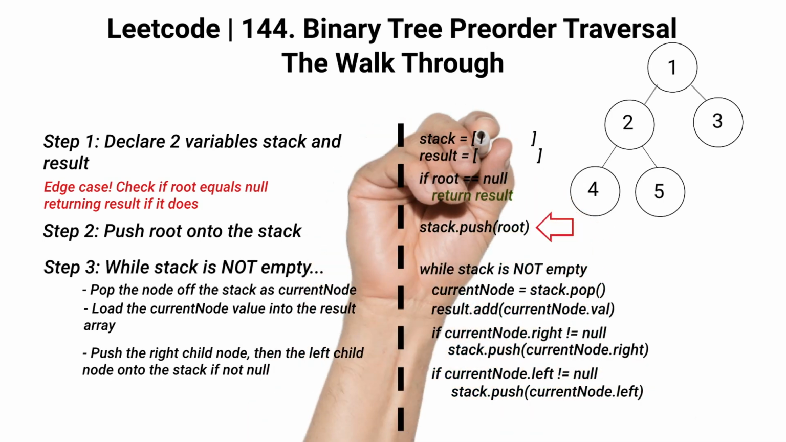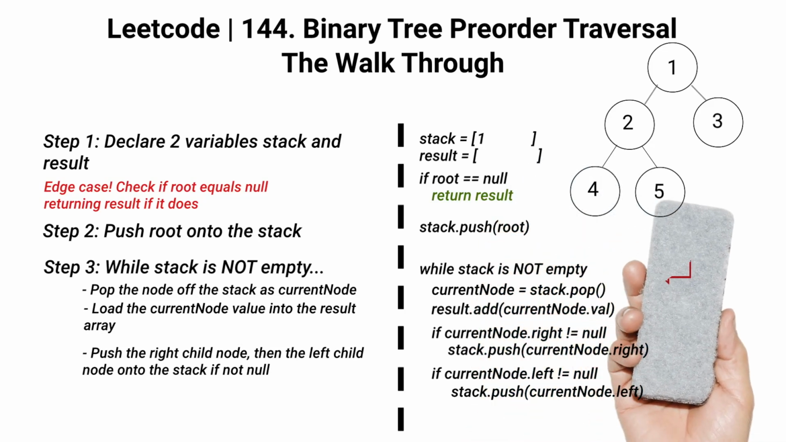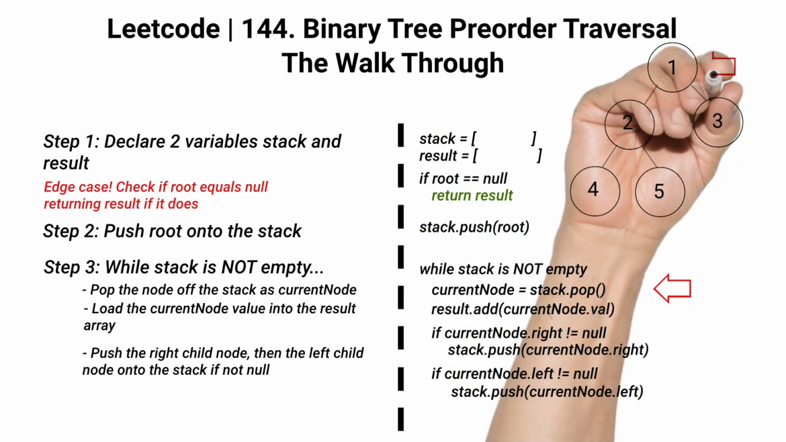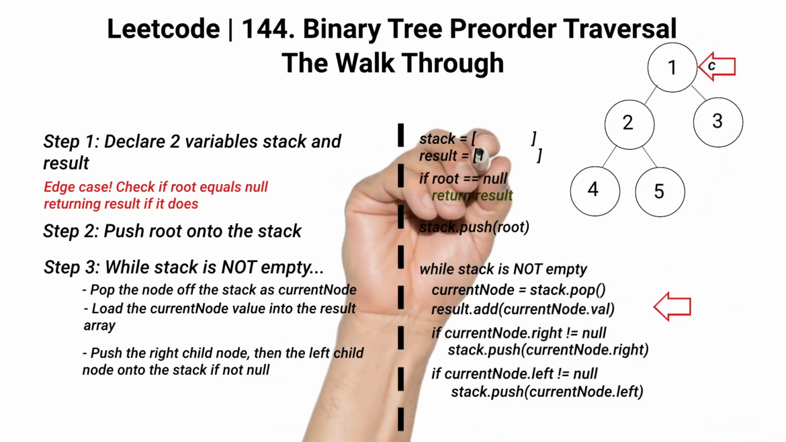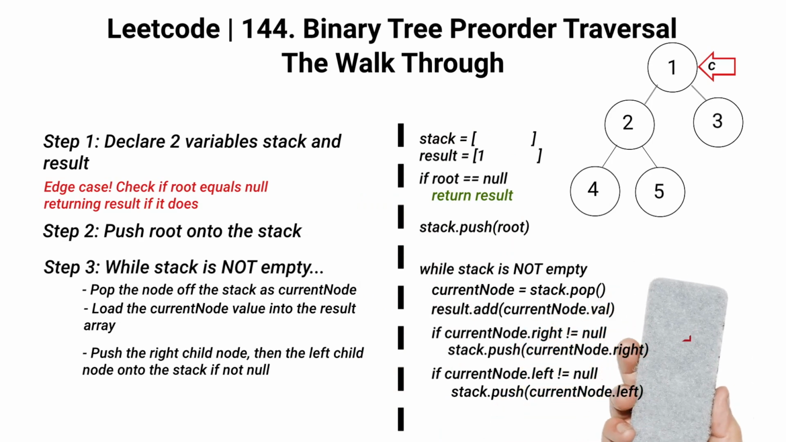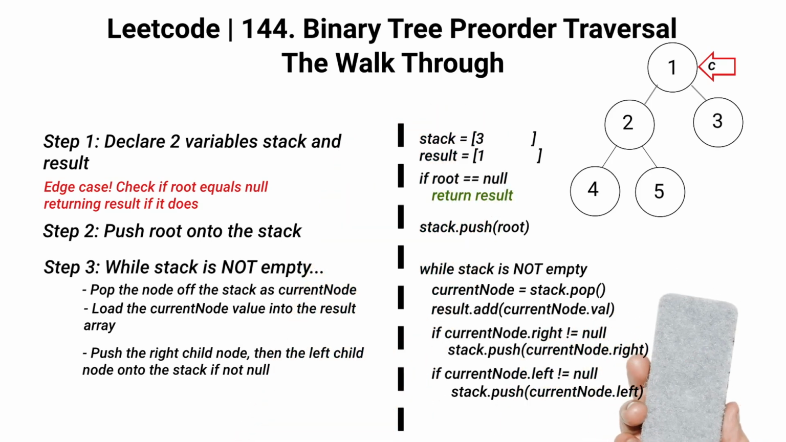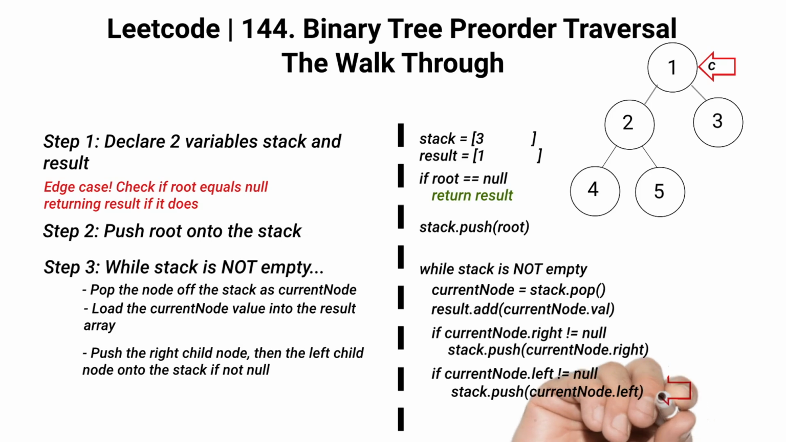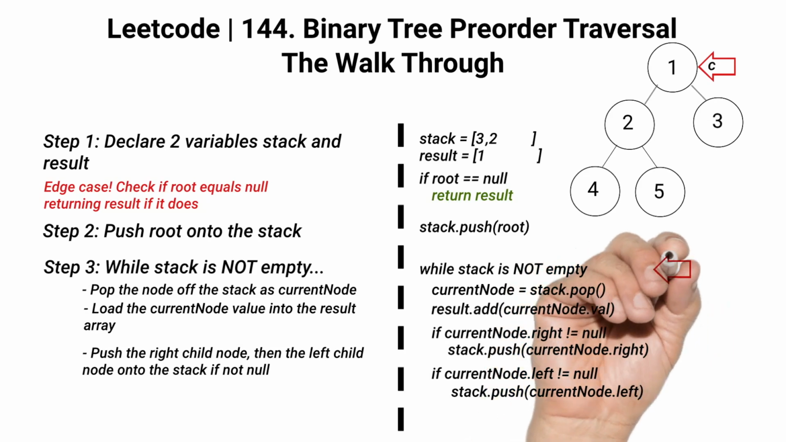So we push the 1 node onto the stack, we check if the stack is not empty, which it's not, we then pop the 1 node off the stack and set that to the current node. We then add the value of the 1 node to the result, so we add 1 to the result. Check if it has a right child, which it does, which we can see is the 3 node. So then push the 3 node to the stack. Check if the current node has a left node, which it does, which is the 2 node. So push the 2 node to the stack.